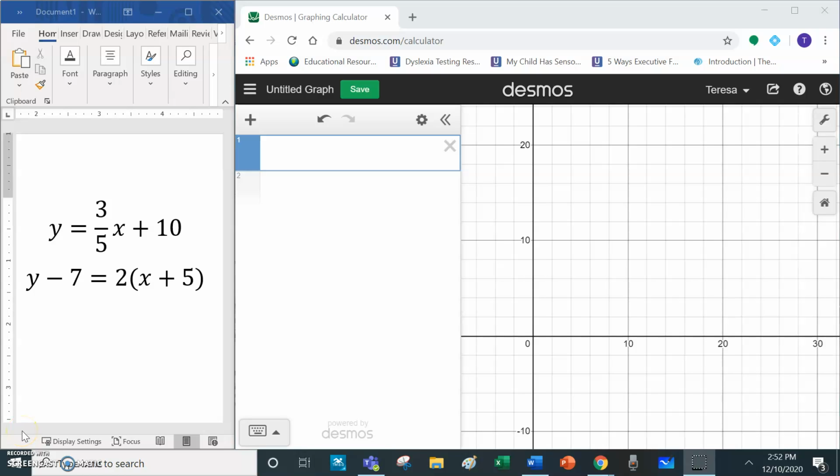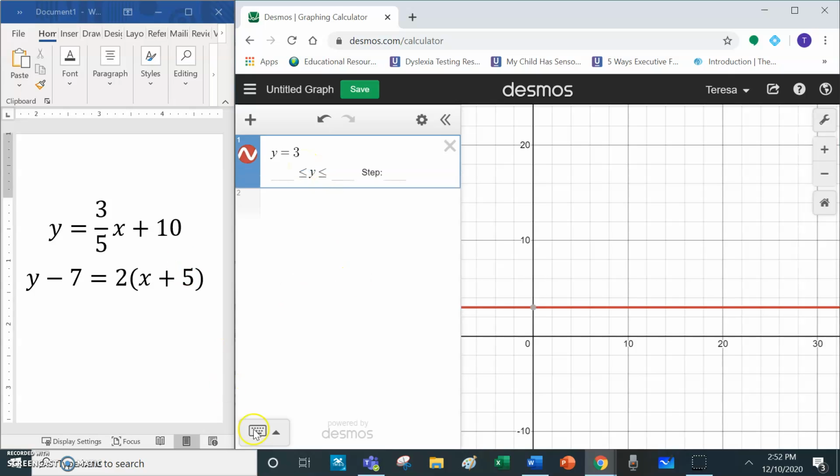This is an example of how to graph solutions of systems of linear equations using the Desmos graphing calculator. So you look at the system of equations given. In this case, I have y equals 3/5 x plus 10 and y minus 7 equals 2 times x plus 5. And then I go ahead into my Desmos calculator and type in y equals 3/5.